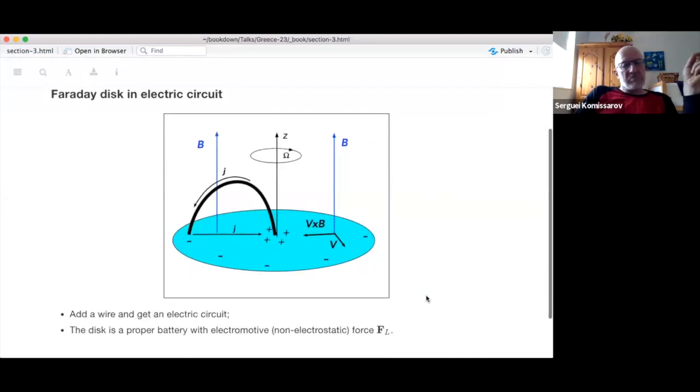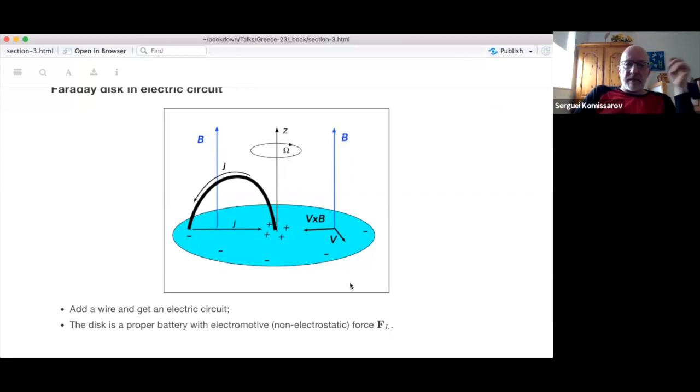Right, and this is a battery with a potential difference. If we connect the center and the edge of the disk with a wire, then we'll have an electric circuit, and the current can flow, and we can, let's say, introduce some load as a part of the circuit, and we can use the energy of the current in order to, say, light a bulb, for example, or drive an electric motor. Okay, so the Faraday disk is a proper battery, and it's got its electromotive non-electrostatic force, which is the Lorentz force.